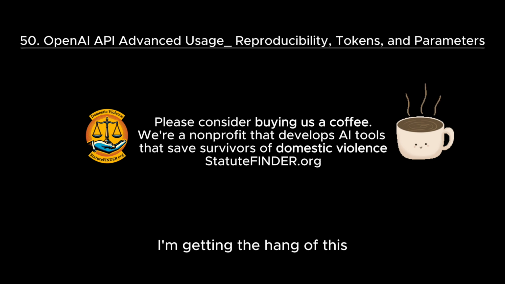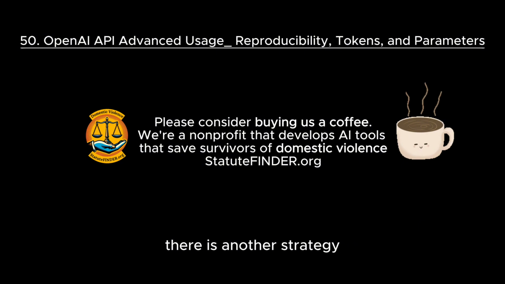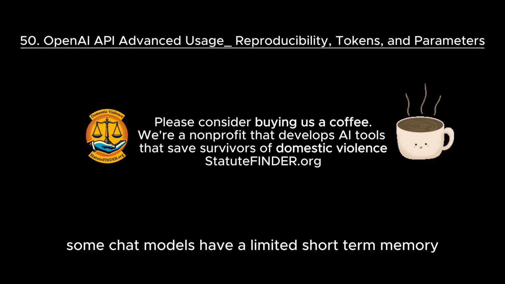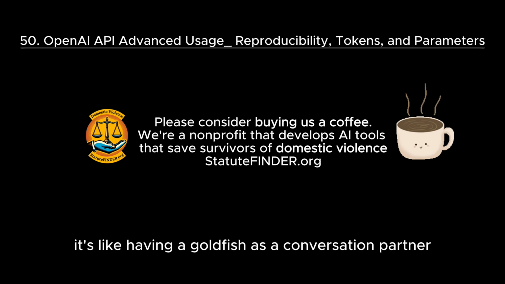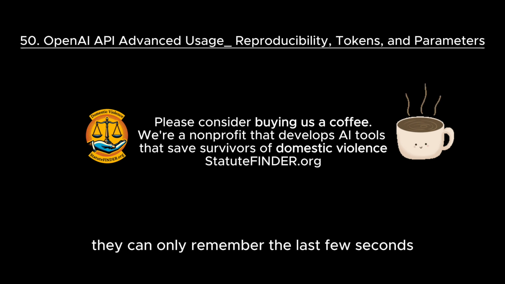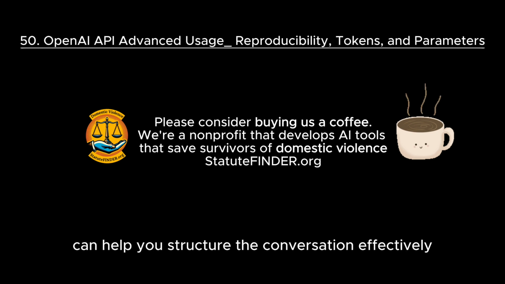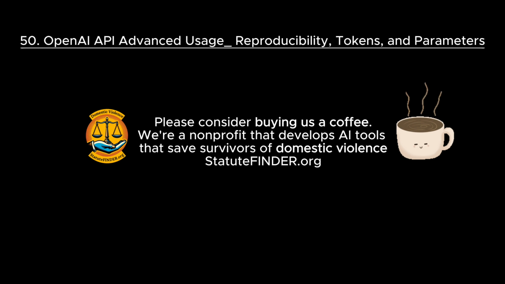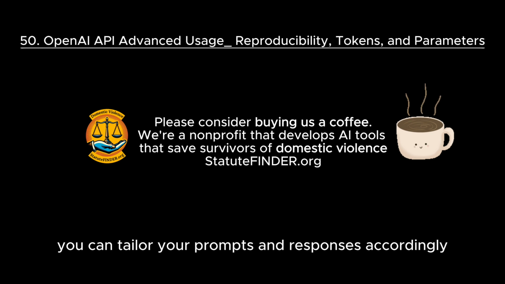All right, I'm getting the hang of this. Summarizing sounds like a skill that takes practice, but it's definitely essential for keeping those conversations flowing. Is there anything else we can do to manage tokens, especially as the conversation grows? There is. Another strategy is to consider the model's memory. Some chat models have a limited short-term memory, meaning they can only remember a certain number of previous exchanges. So it's like having a goldfish as a conversation partner. They can only remember the last few seconds. That's a fun way to put it. But in all seriousness, understanding the model's memory limitations can help you structure the conversation effectively. If you know it can only remember the last 5 exchanges, you can tailor your prompts and responses accordingly. That makes sense.